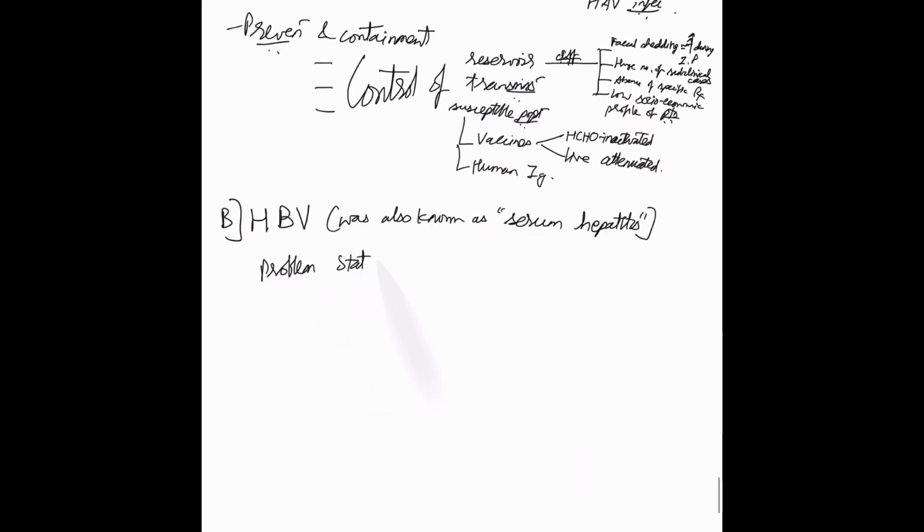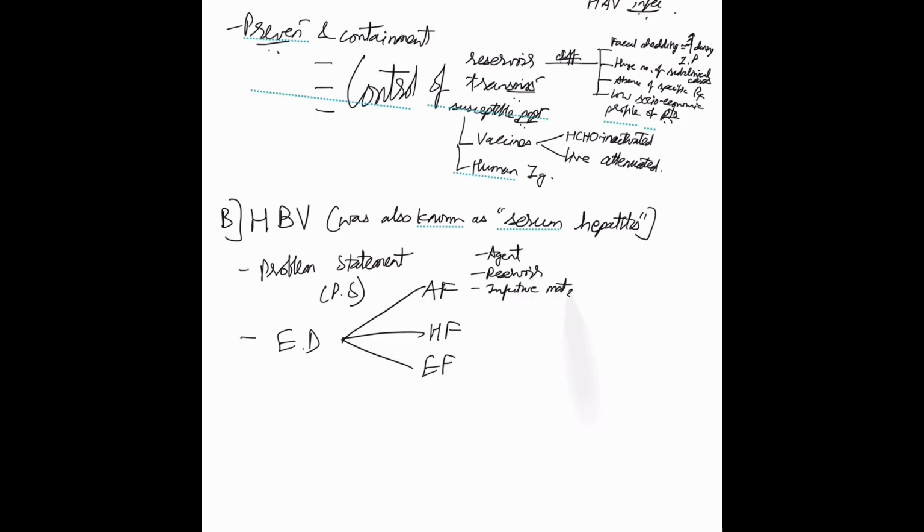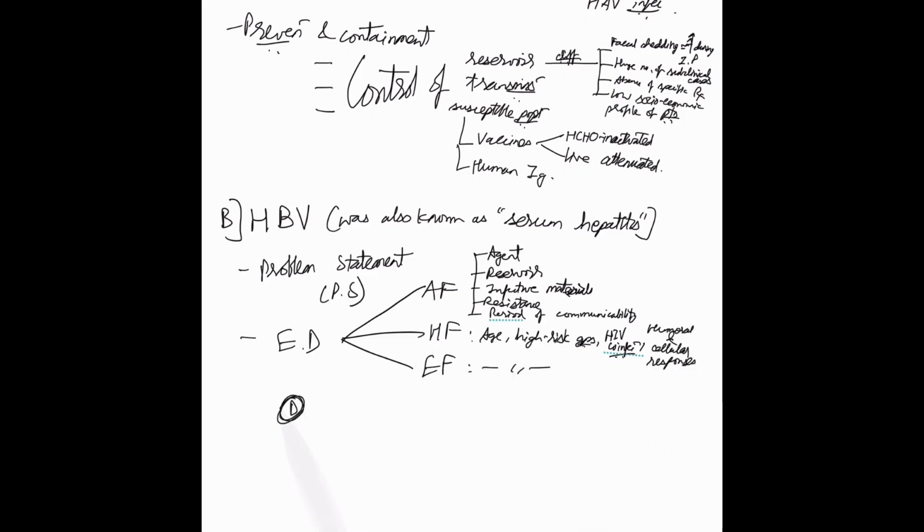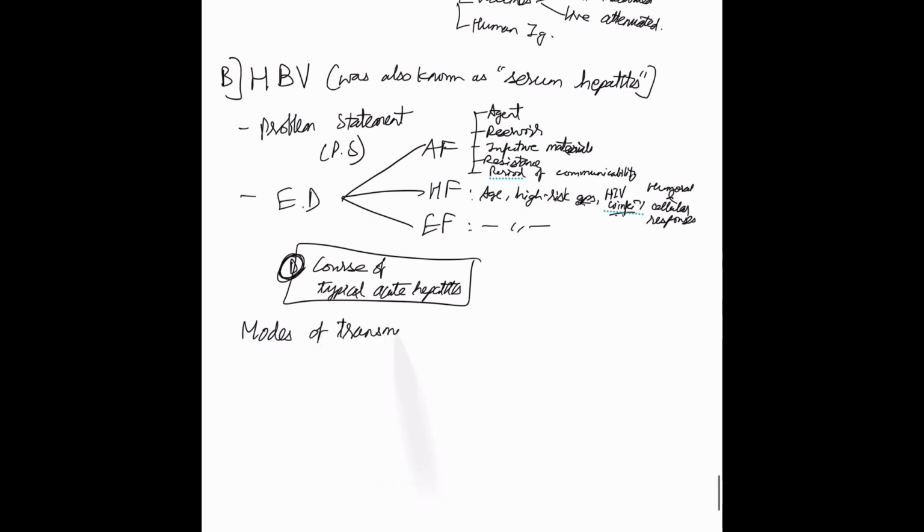We then move on to hepatitis B, which is also known as serum hepatitis. So, you know the problem statement, the epidemiological determinants, agent factors: you have agent, reservoir, infective materials, resistance, and communicability period. Host factors, you have age, high risk groups, HIV co-infection, and humoral and cellular responses. And of course, the environmental factors. There's an important diagram showing the course of typical acute hepatitis, which you use even in microbiology as well. Then the modes of transmission should be parenteral, perinatal, sexual, and others. The incubation period is 30 to 180 days.